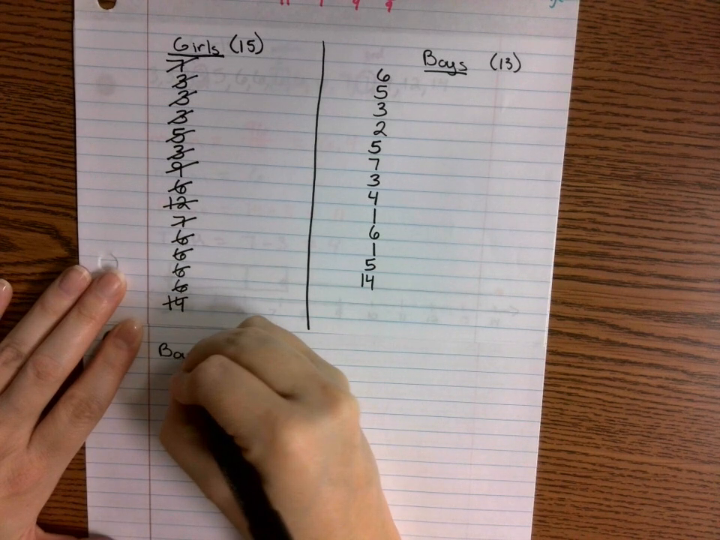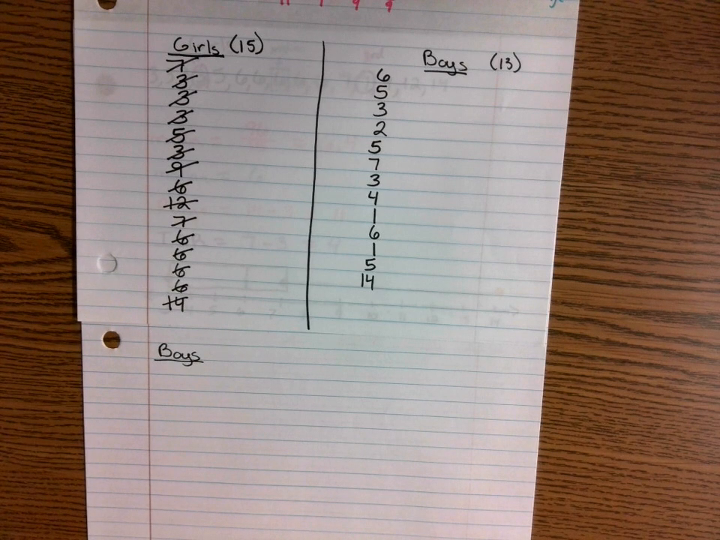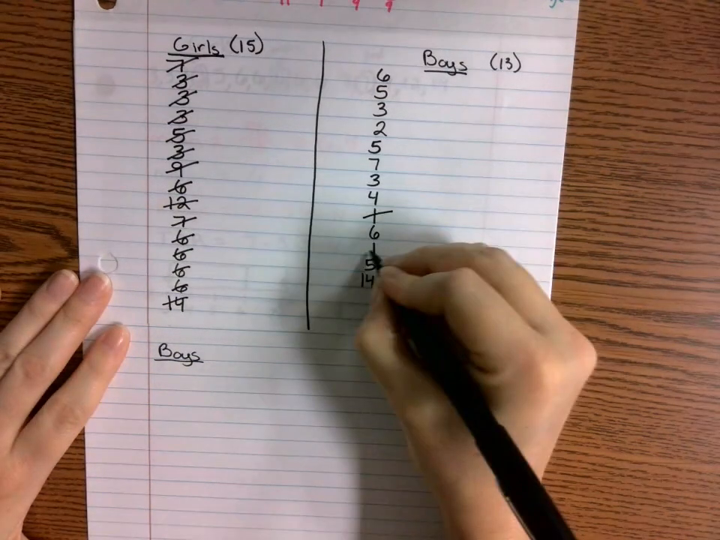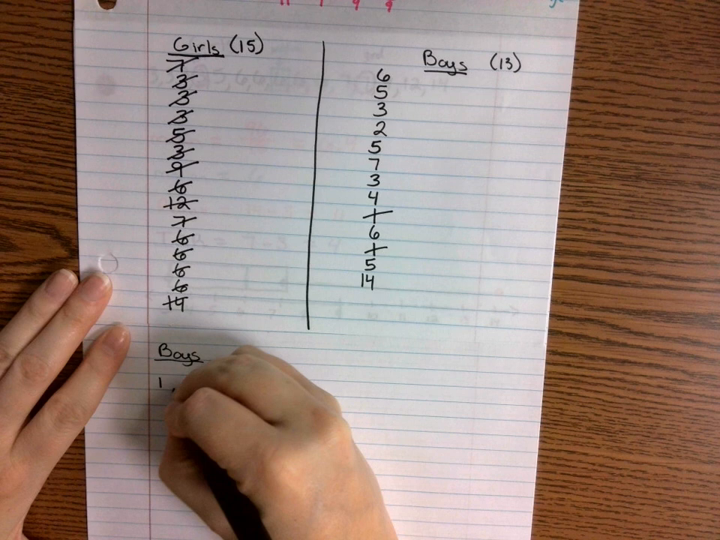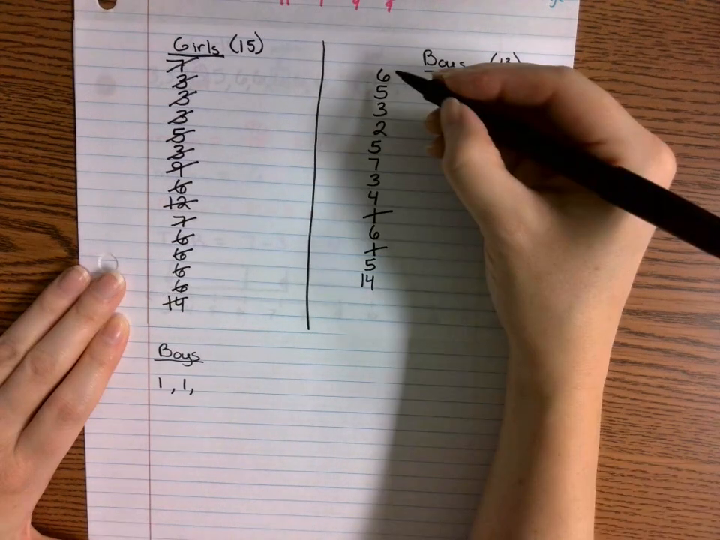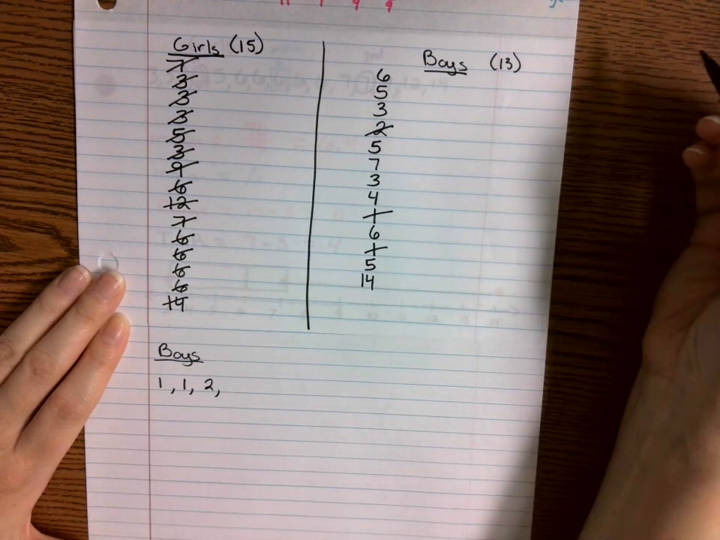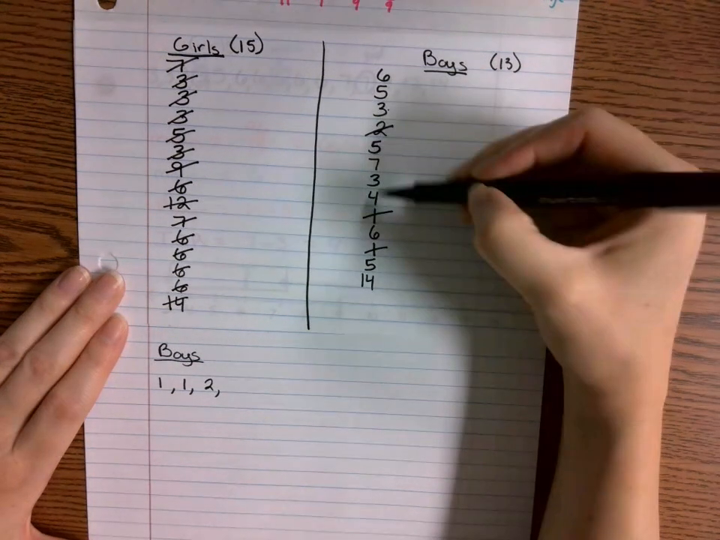All right, boys. Lowest value. What's our lowest value up here? 1. How many ones do we got? We got 2 of them. So we're going to go ahead and write 1, 1. All right, what's the next one? A 2. We've got a single value of 2. Okay, then what? 3s. How many 3s we got? Just 2 of them? All right, 1, 2.